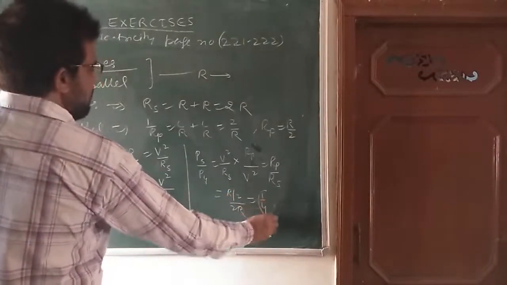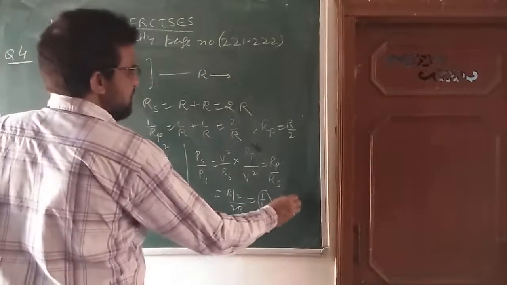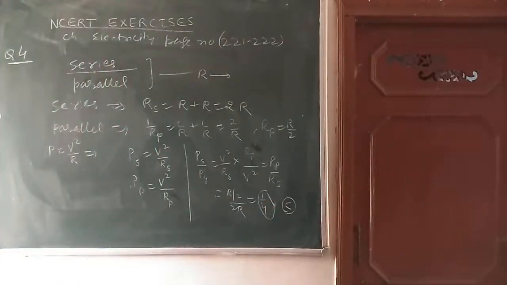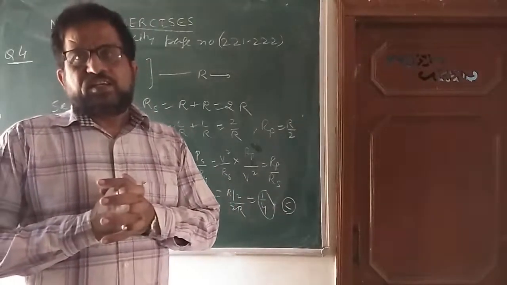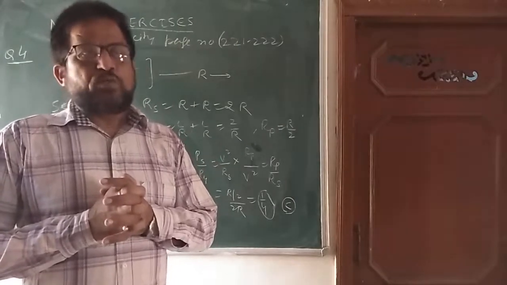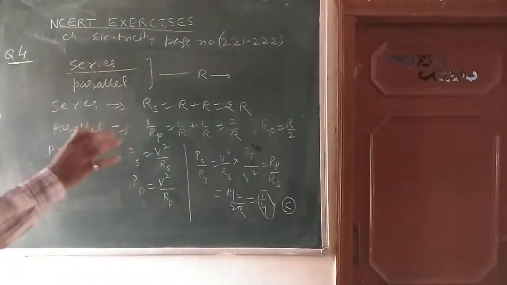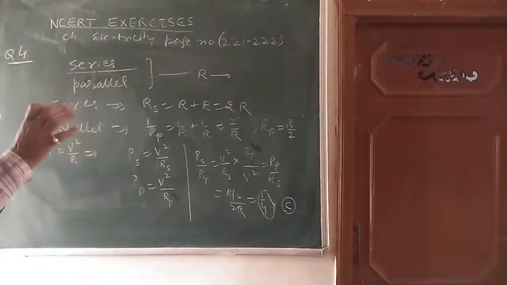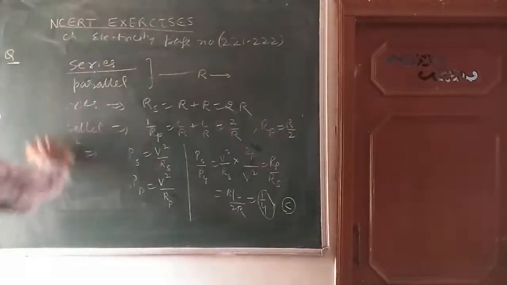R cancels with R. This is the answer. So this is the ratio you can see. Option C is correct. So this is the simplest way. If you know the formula, then we can easily handle the problems. The best way to do the numericals, children, is to write all the formulas on a single page and then you can calculate easily. Now we take one more question.